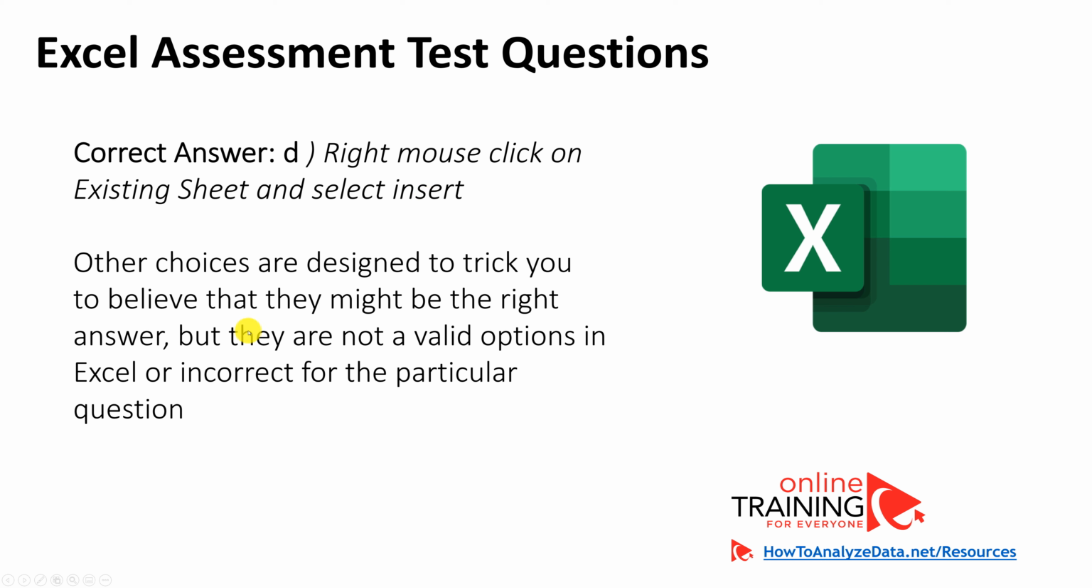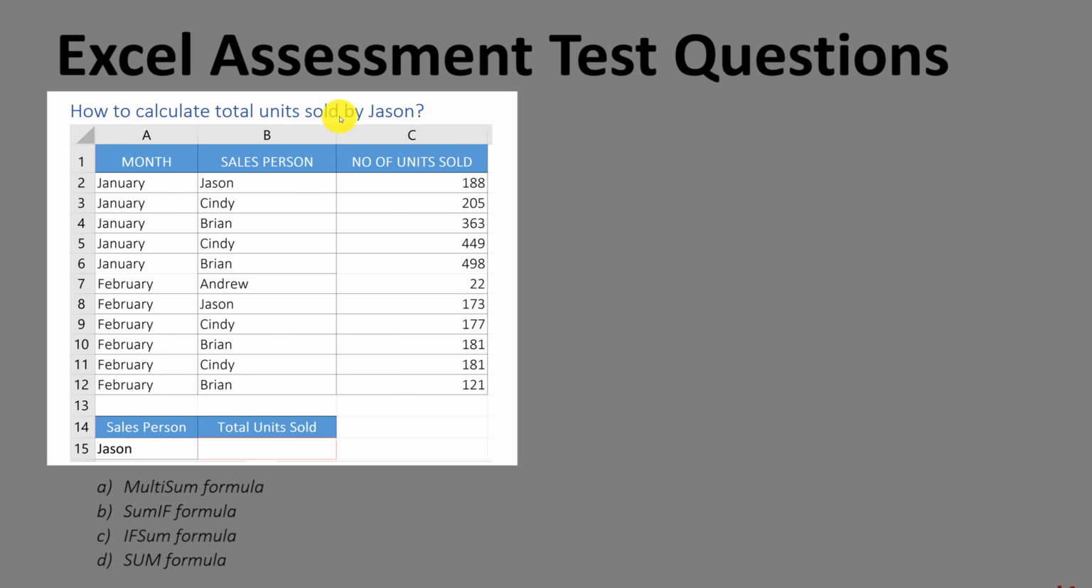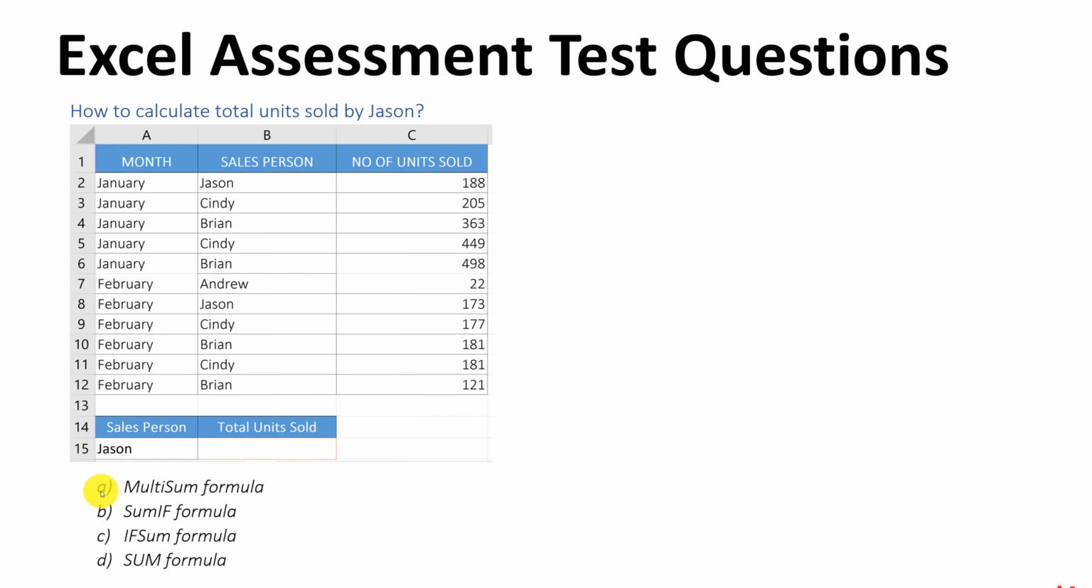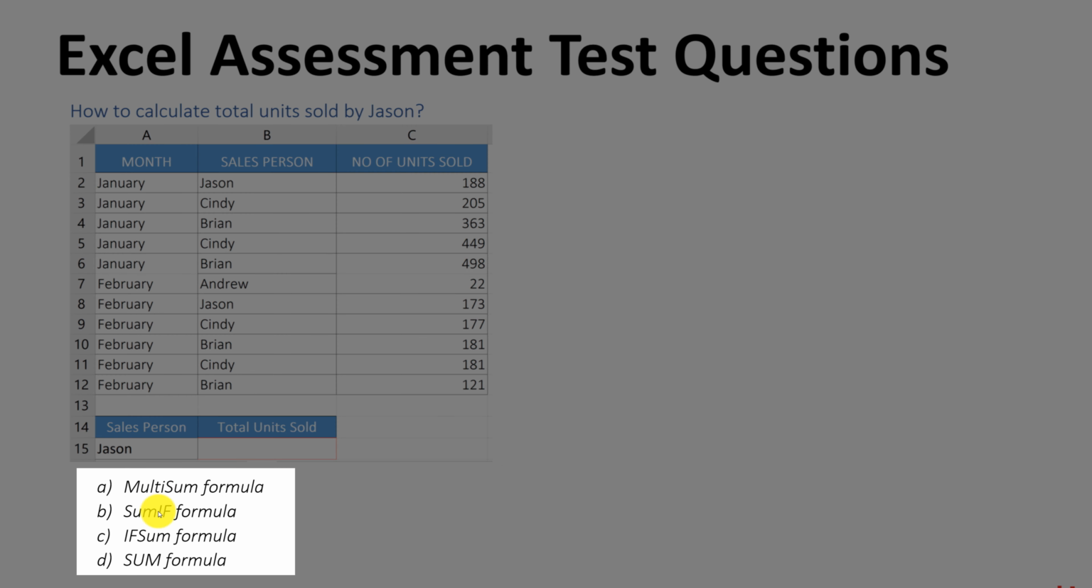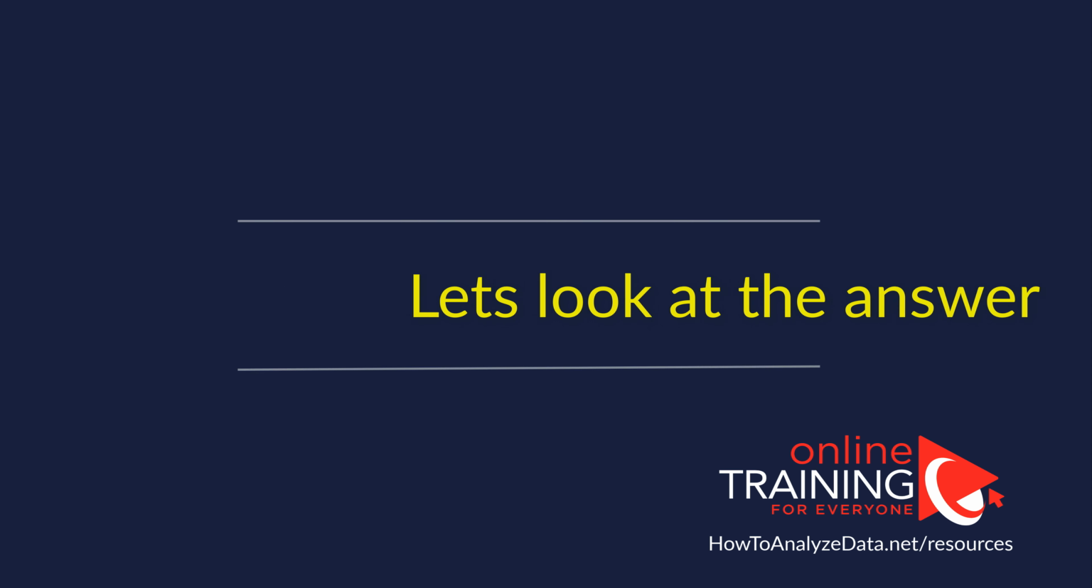Very frequently, you might be asked how to solve a specific problem during an Excel assessment test. For example, in this question, you will be asked how to calculate total units sold by Jason. And you are presented with the table down below, which shows months, salesperson, and number of units sold information. One of the salespeople here is Jason, but there are also other salespeople. And the question is, what would you use? How can you find out total numbers of units sold for Jason? And the presented choices are multi-sum, SUMIF function, IF SUM function, or SUM formula. Which one would you use?